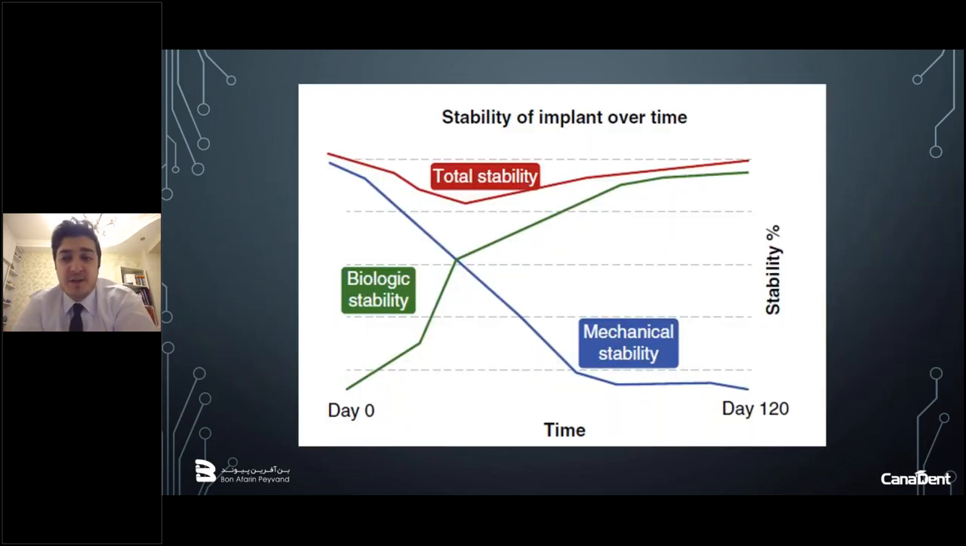The primary stability we achieve in surgery is the mechanical stability, which is in the blue color here. As the days pass by, the bone around the implant remodels, and mechanical stability will reduce and biological stability will increase.